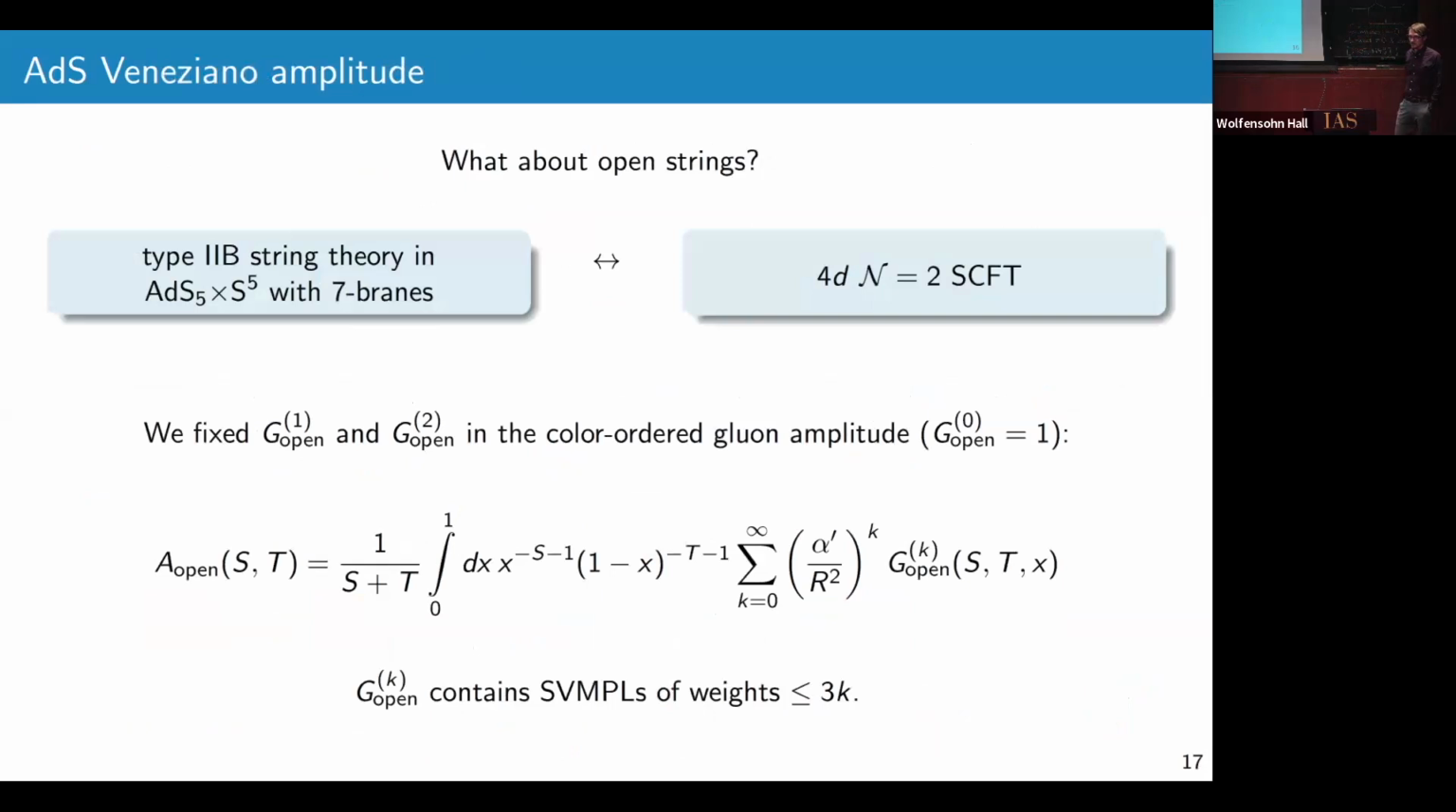What about open strings? In order to have open strings, we have to consider another theory where we add some D7 branes to the mix, where the open strings can end. And this breaks some of the supersymmetry. So the best we can do is that the dual is a 4D N equals 2 superconformal field theory. And in this case, we also managed to fix the first 2 curvature corrections for the color-ordered gluon amplitude, where the leading term is exactly the flat space Veneziano amplitude.